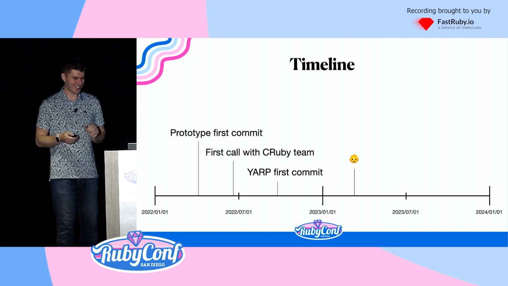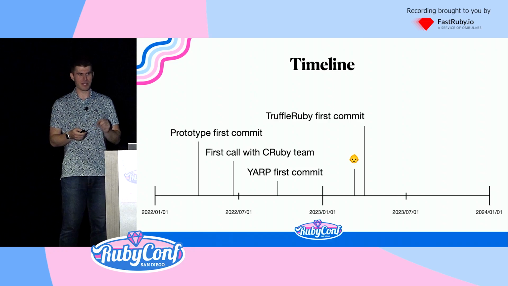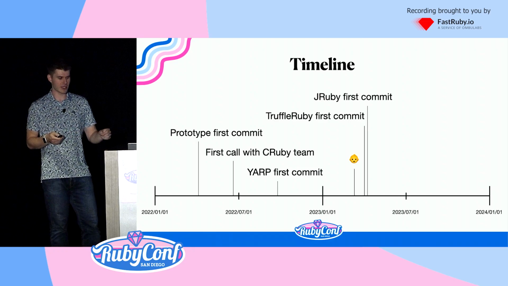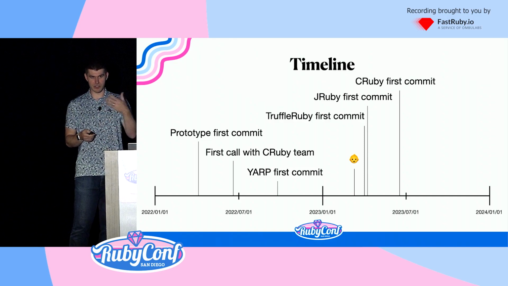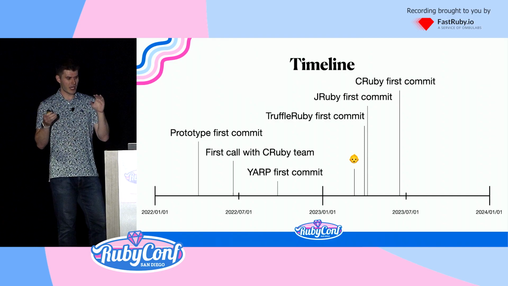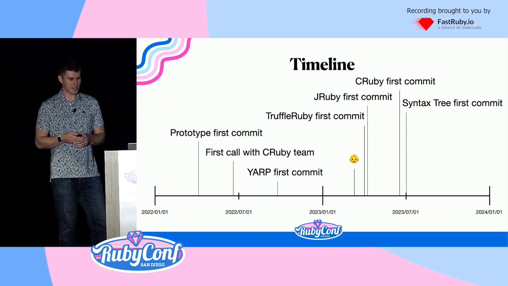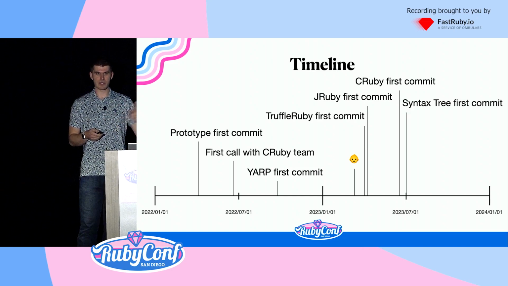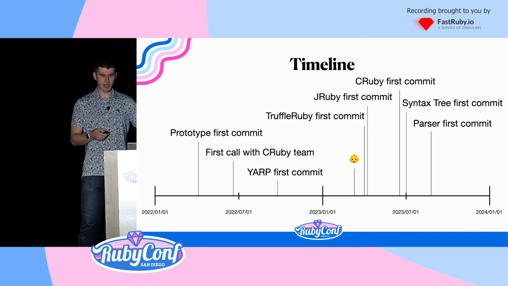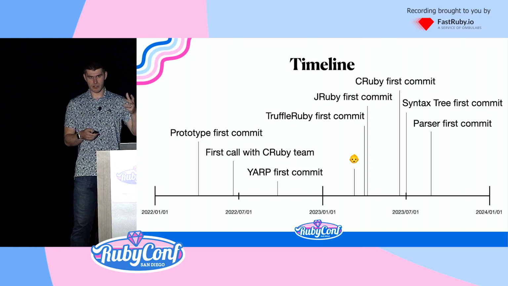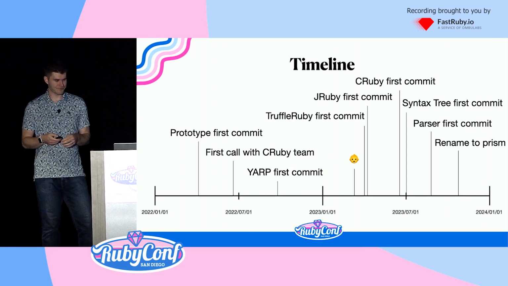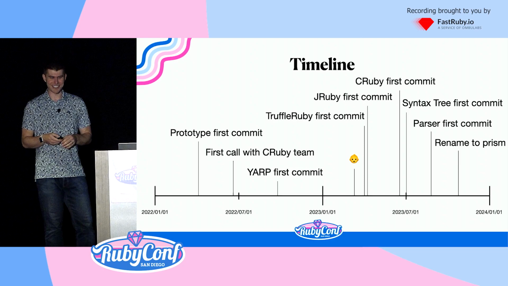I took some months off, but in the time that I was gone, TruffleRuby made its first commit to using this as its main parser. JRuby made its first commit to using this as its main parser. CRuby, Jemma Issroff, used the parser to build the first instruction sequences. When I got back, I started working on porting Syntax Tree, the formatter, to use this AST instead. Made a commit to the parser gem to use this as a separate backend, and we renamed to Prism. This is not all of the details.